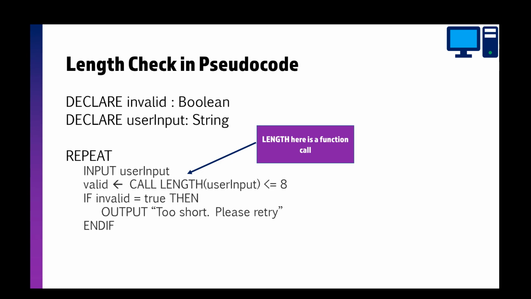So here's an example of a length check written in pseudocode. I've got a boolean called invalid, and a string called user input. Now I've got a repeat until loop, so it's going to keep looping until invalid becomes false. We've got input user input, then we're calling a function called length, which will return how long the string is, and if it's less than or equal to 8, that'll become true. If it's more than that, it'll be false. And then if that is true, it says too short, and then it'll keep looping. So that'll keep repeating until you type in a password or a string that's long enough.